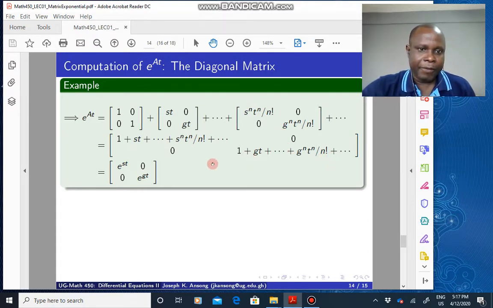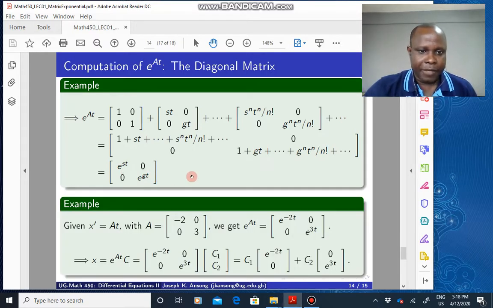Okay, so if you just have the matrix with s and g along the main diagonal, if you use that definition, you can prove that the matrix exponential is given by this. Okay, so that's kind of straightforward. Just following on this one, this is an easy example following that.